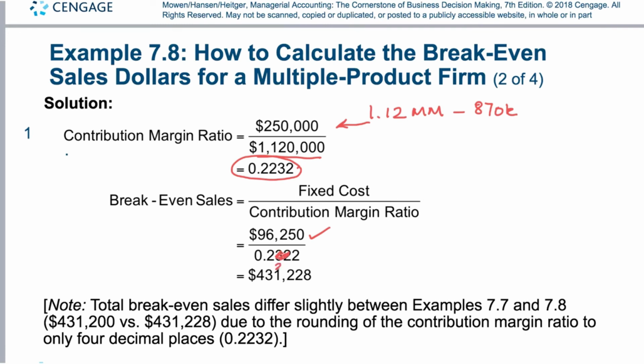This again is another typo, and that gives us a break-even sales dollar of 431,228, which is a little bit different than our previous calculation because of rounding. But that's okay. This is a quick way of calculating your break-even sales dollars for a multiple product firm.